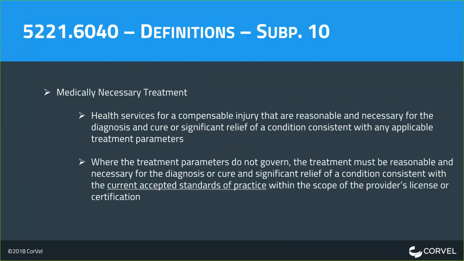So you will note that the treatment parameters do have some specific treatment for the low back, the thoracic, the neck, and the upper extremity, as well as chronic pain. But it's not possible for the treatment parameters to cover every type of condition that's going to be incurred by somebody that has a work injury, and so that's why where the treatment parameters don't govern, it has to be according to the accepted standards of practice.